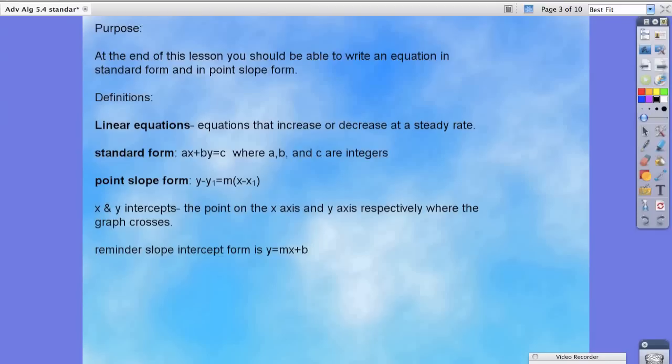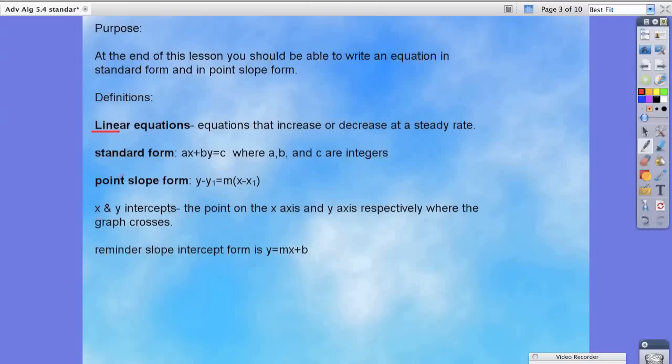So a couple quick definitions before we start. A linear equation is an equation that increases or decreases at a steady rate. And you'll know that it's a linear equation because just like it says, it's linear or a line equation. Standard form is in the form of ax plus by equals c, where a, b, and c are integers. Note, you cannot have any fractions for a, b, and c in standard form.